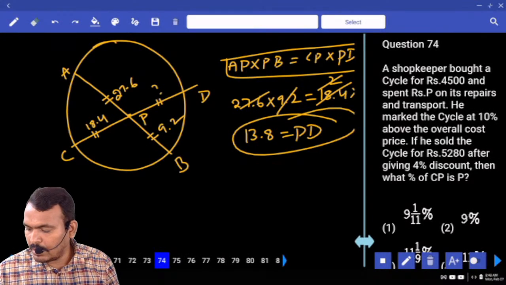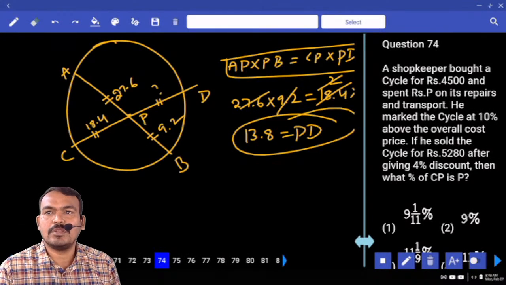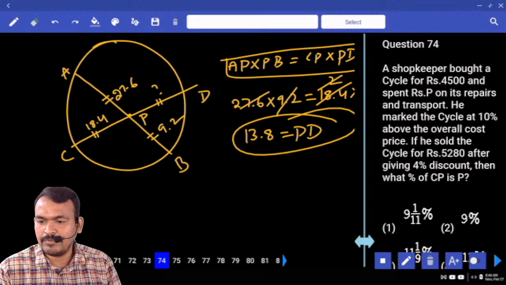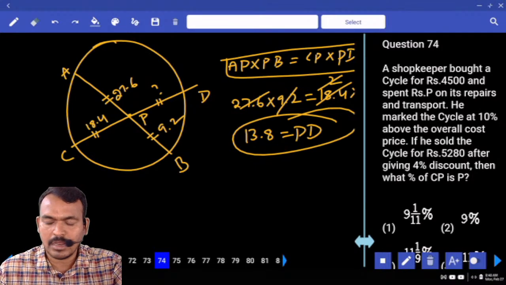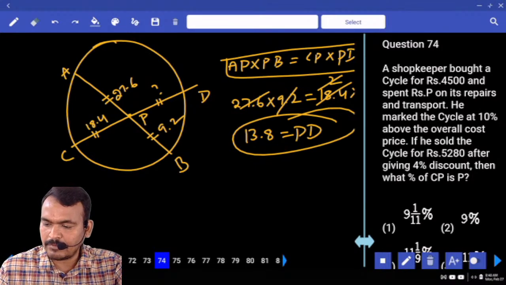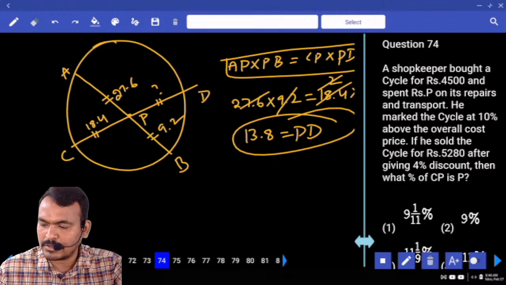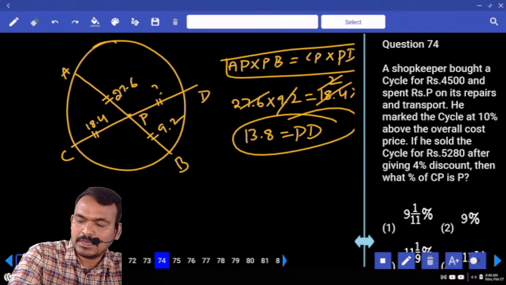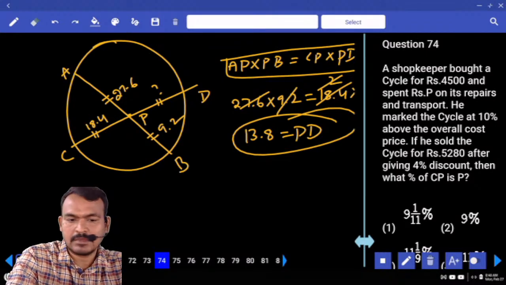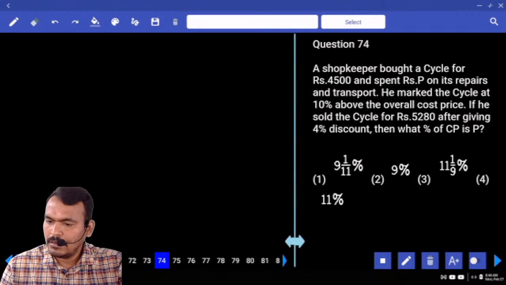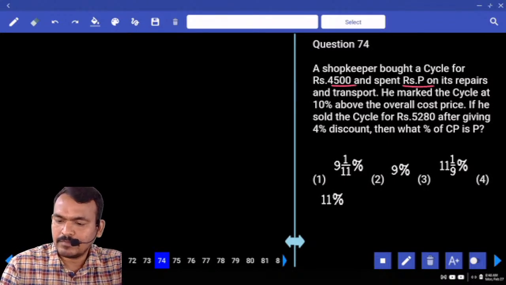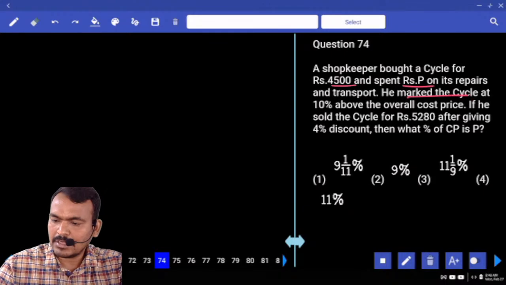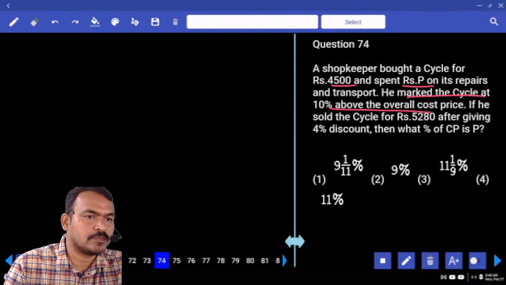A shopkeeper bought a cycle for 4,500 rupees and spent P rupees on its repairs and transport. He marked the cycle at 10% above the overall cost price. If he sold the cycle for 5280 after giving a 4% discount, then what percent of the cost price is P? What is the actual cost price? 4,500. How many rupees are spent? P rupees.